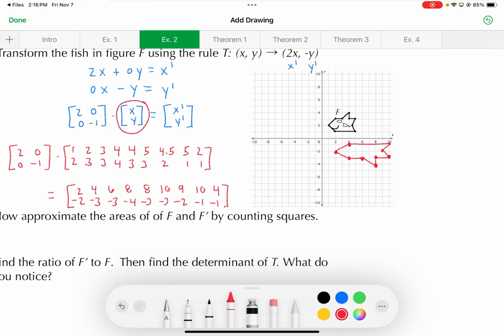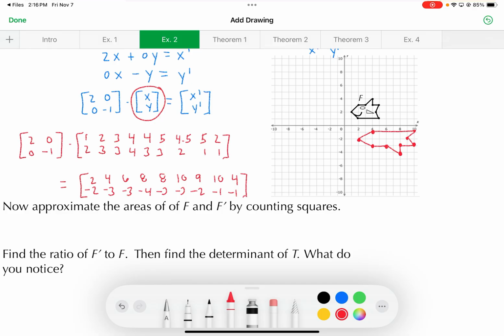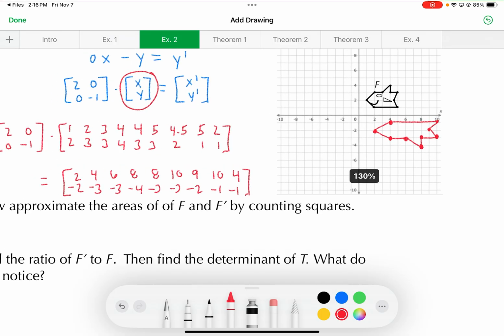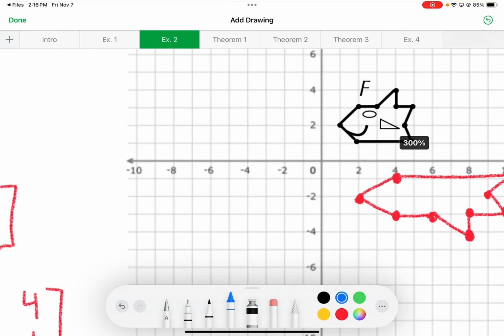There's our fish. It's now upside down. Okay, now a little bit of investigation here. It says now approximate the areas of F and F prime by counting squares. Ooh, that sounds fun. All right, so let's look at F first.